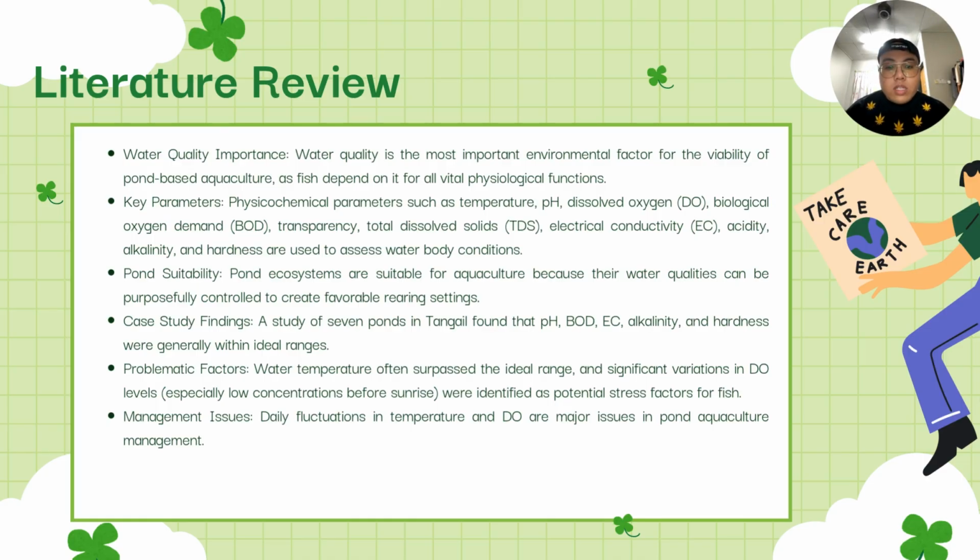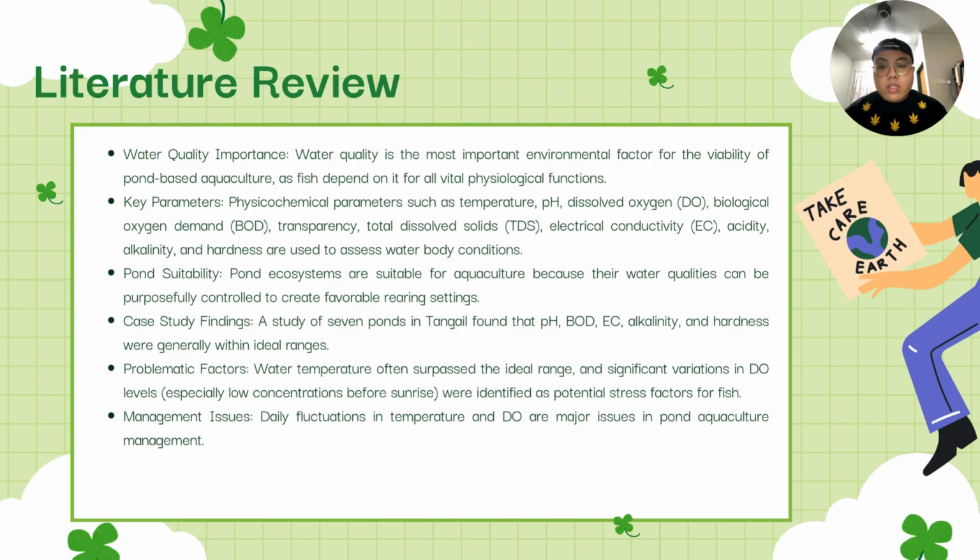Water quality is the most important environmental factor for the viability of pond-based aquaculture, as fish depend on it for all vital physiological functions. So, key parameters. Physicochemical parameters such as temperature, pH, dissolved oxygen, DO, biological oxygen demand, BOD, transparency, total dissolved solids, TDS, electrical conductivity, EC, alkalinity, and hardness are used to assess water body conditions.